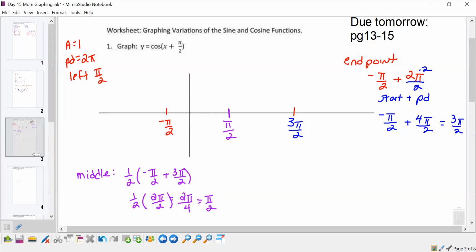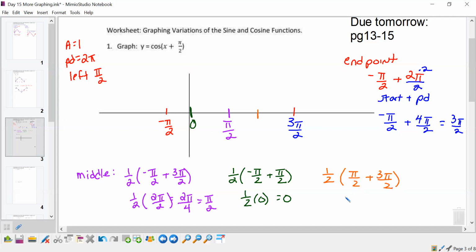Then I need the middle again. And I can kind of see now, in between negative pi over 2 and pi over 2 would be 0. It's the y-axis. If you want to calculate it, 1/2, add the endpoint. And then I need one more halfway here. So that's 1/2 of 4 pi over 2, which is 4 pi over 4, or pi.